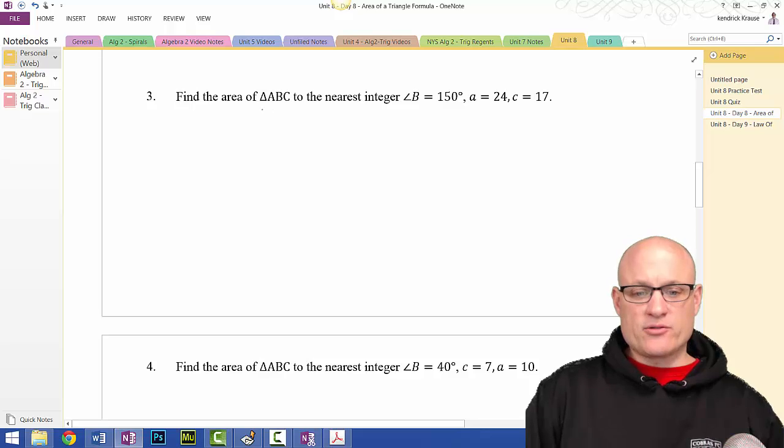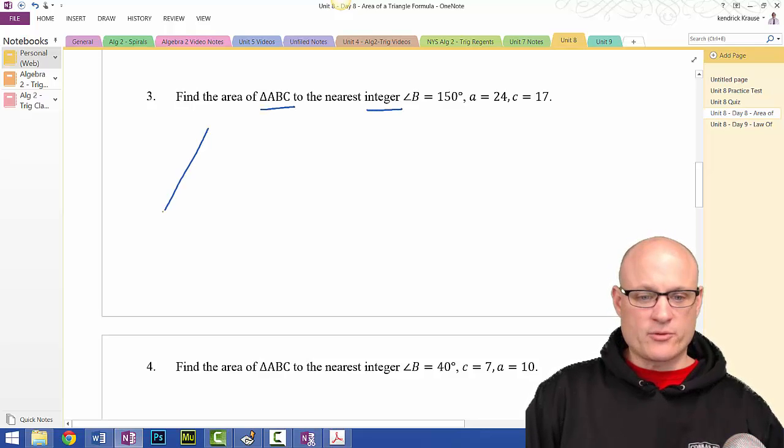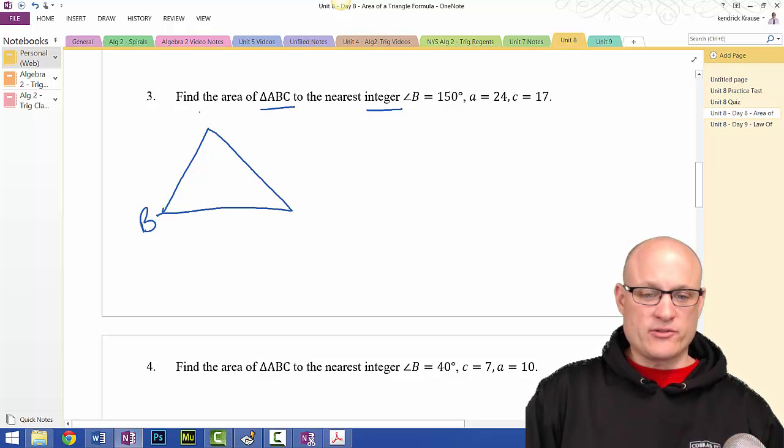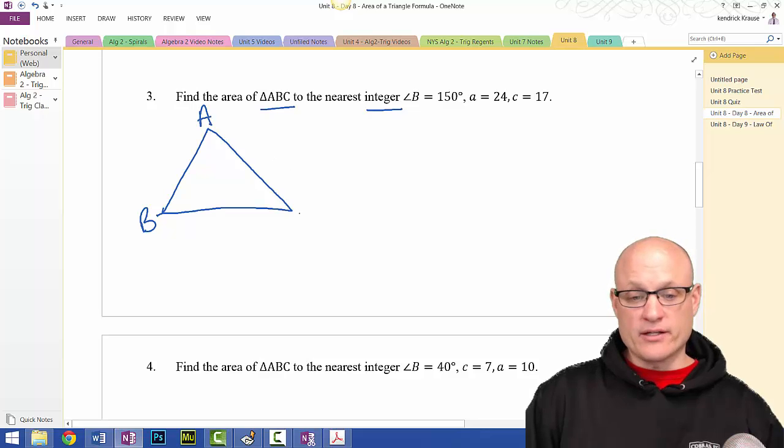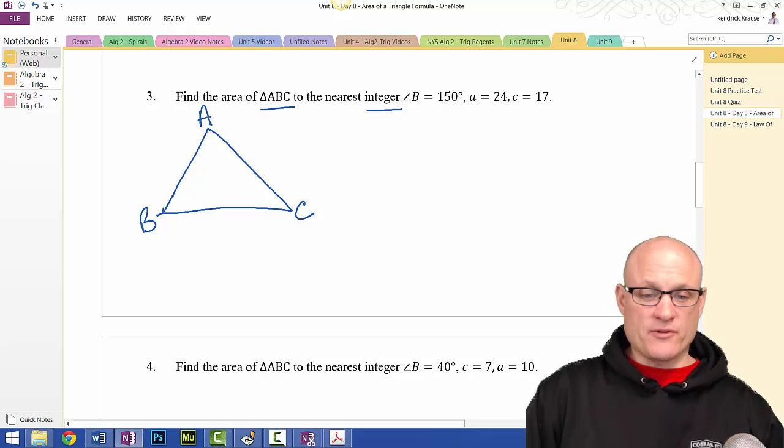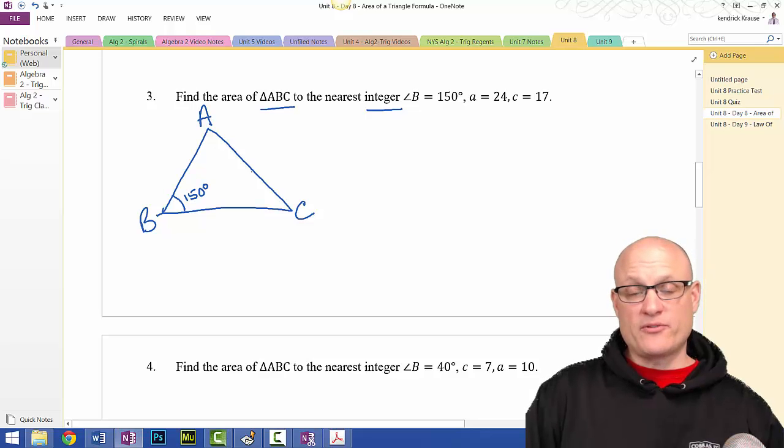Find area to the nearest integer given this information. Well, you probably should draw a nice quick triangle. You should do a relatively decent job of labeling, and I have no idea why I started out with B. Kind of weird. A, B, C, whatever. B is 150. Now, does it matter that that actually doesn't look anything remotely like a 150-degree angle? No, it doesn't. I'm still going to use this formula, but only if I'm given the side lengths.